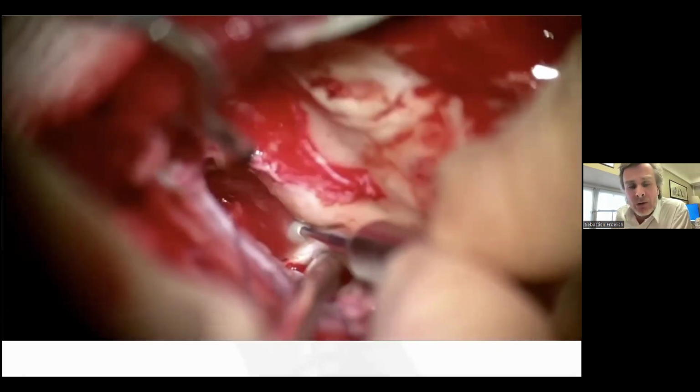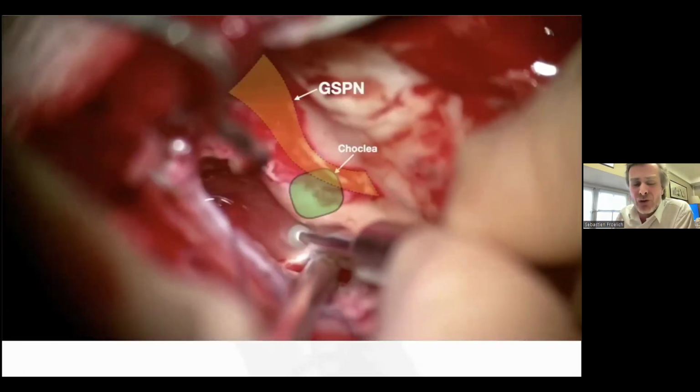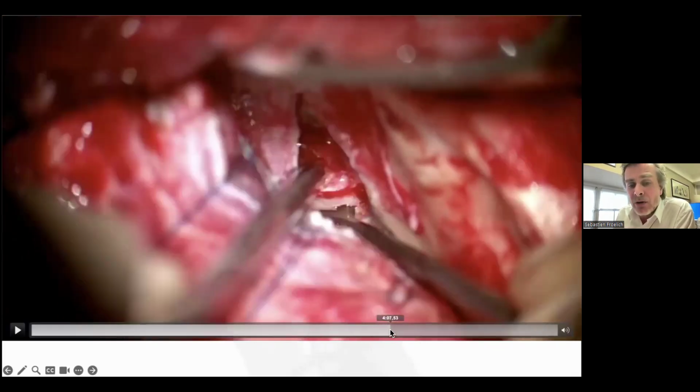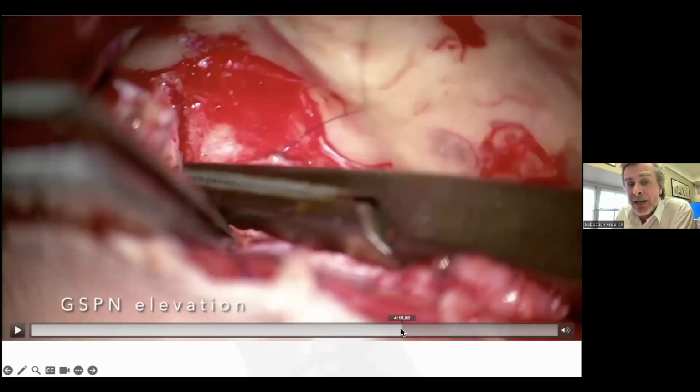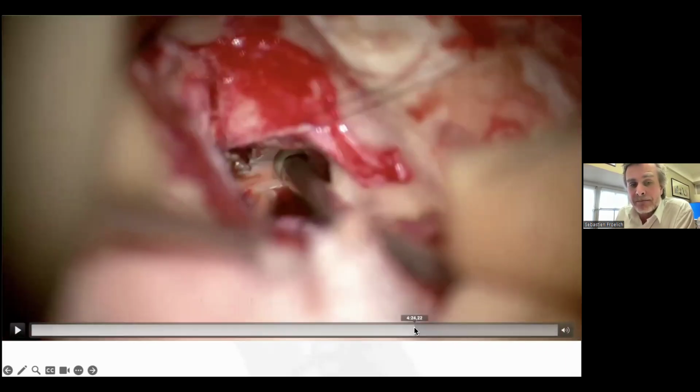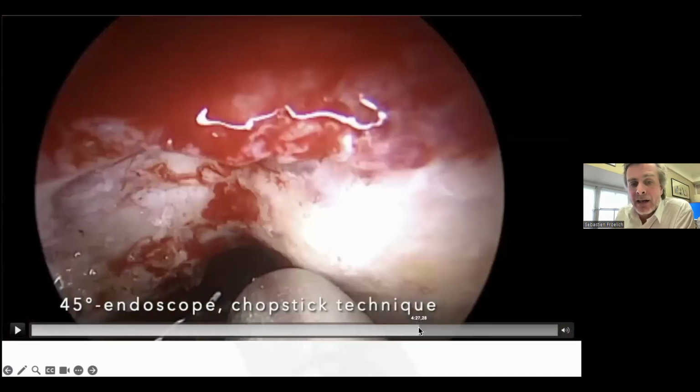Before, I didn't drill above the internal auditory canal. I just drilled right behind V3. Now I want to completely unroof the cochlea to have better access below the internal auditory canal. I put a stitch to retract the GSPN. And at the end, I put in an endoscope.